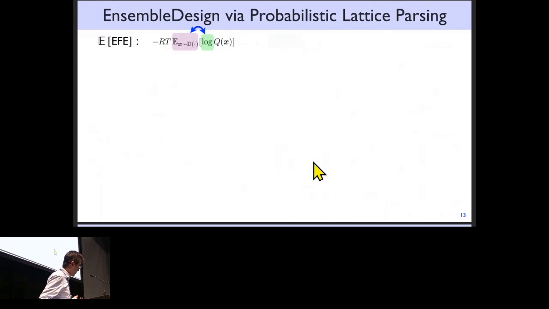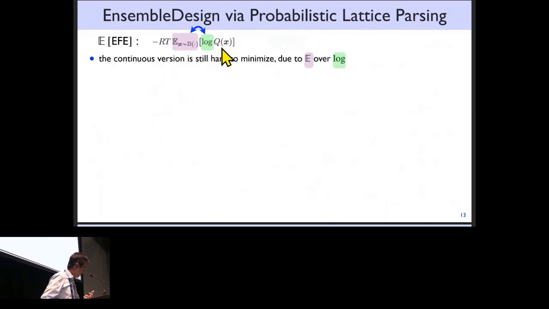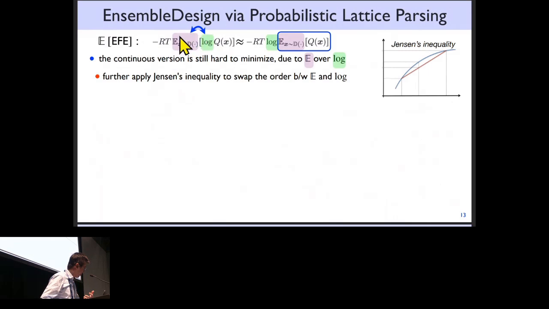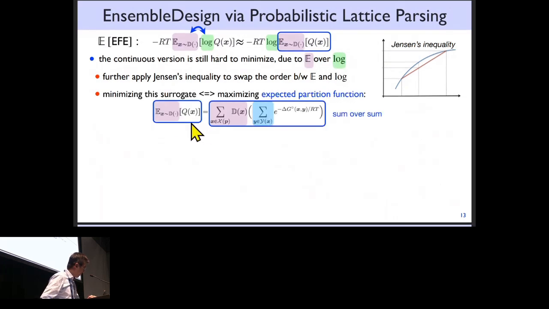So unfortunately, even this expected EFE is hard to optimize because there's an expectation over a logarithm over a summation. So we first swap the expectation and logarithm using the Jensen inequality, so this approximation. But after this swap, we got a very nice objective because this is an expectation, which is a weighted sum, and the QX, the partition function, is a summation over all possible structures. So this becomes a summation over a summation. Now it's very much like a minimization over minimization. So mean over mean, or max over max, or sum over sum, you can optimize, but you just cannot mix them up, like not mean over sum or sum over mean.